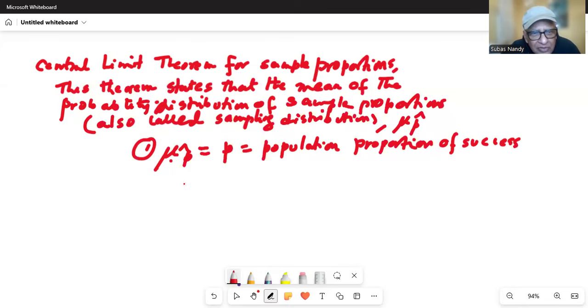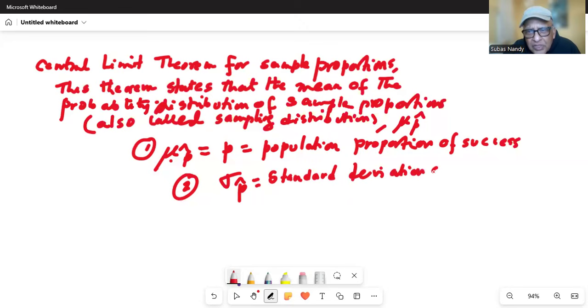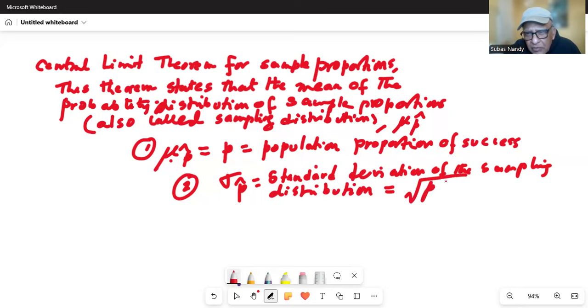And the second tenet is that sigma p hat, the standard deviation of the sampling distribution, is equal to the square root of p times 1 minus p, again, p is the population proportion of success, divided by n. What is n? N is your sample size.